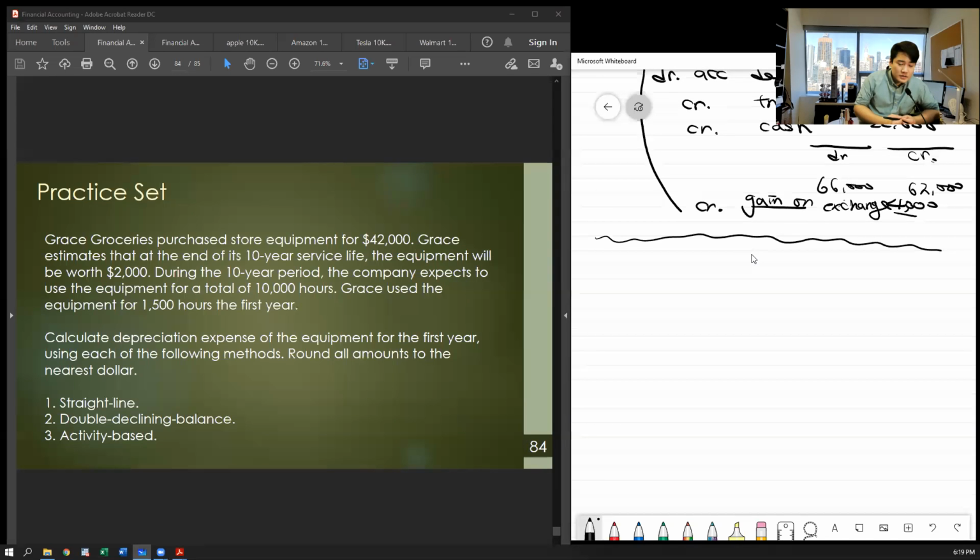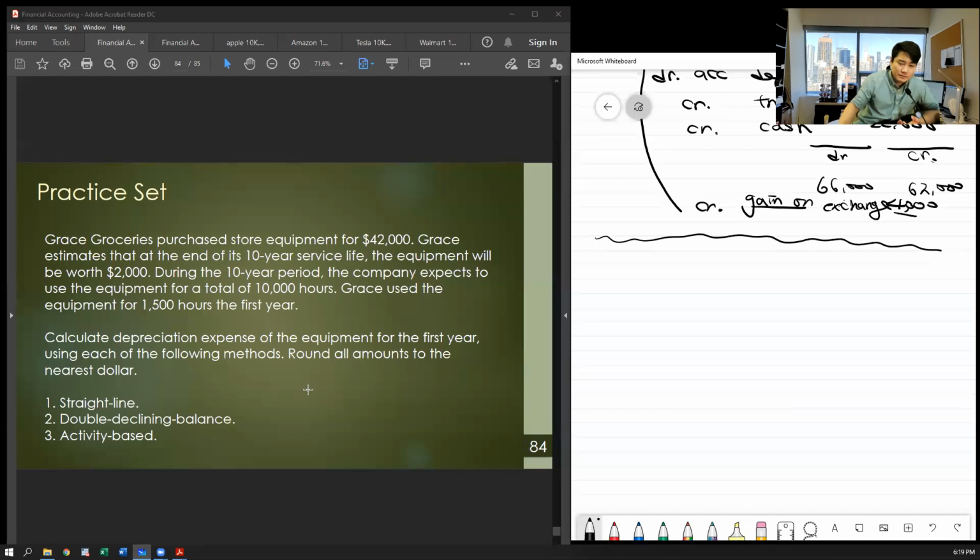Okay. So this company purchased store equipment for $42,000. The company estimates that at the end of its 10-year service life, the equipment will be worth $2,000. So that's basically the residual value or salvage value. During the 10-year period, the company expects to use the equipment for a total of 10,000 hours, and expects to use the equipment for 1,500 hours for the first year. Calculate the depreciation expense of the equipment for the first year using each of the following methods.